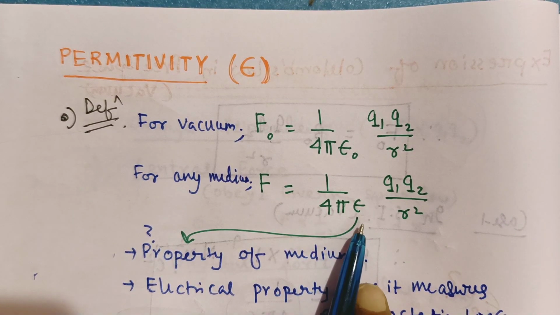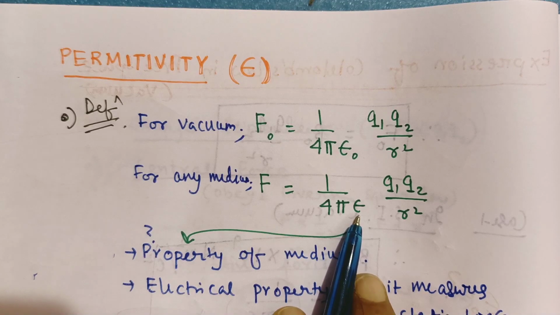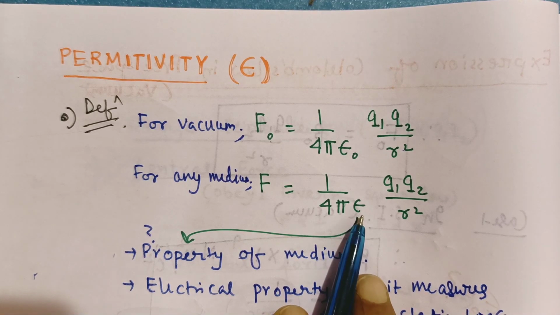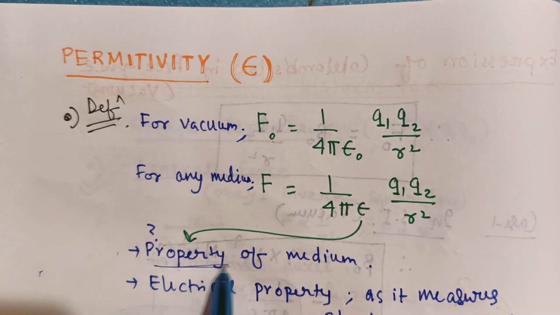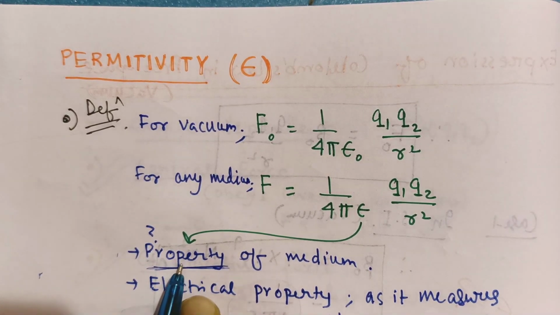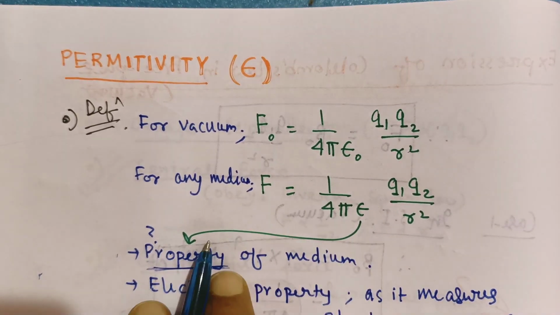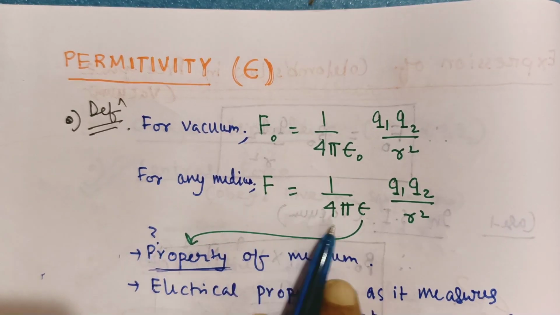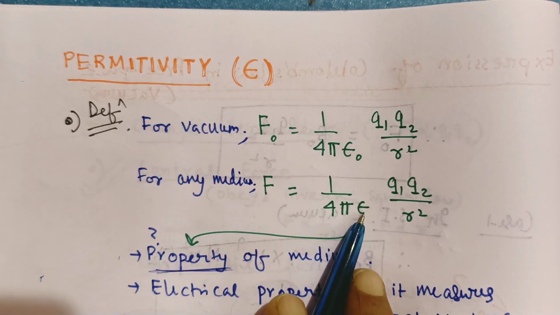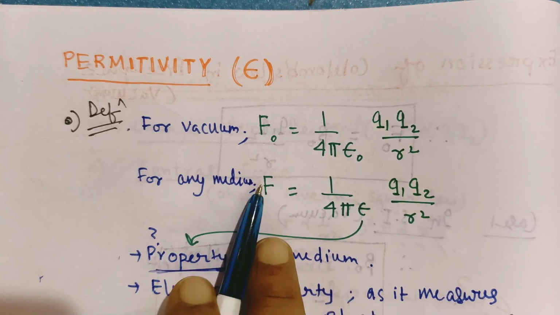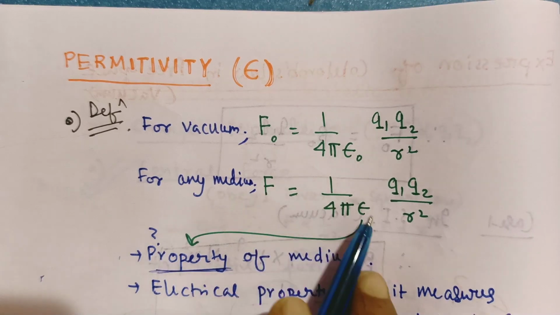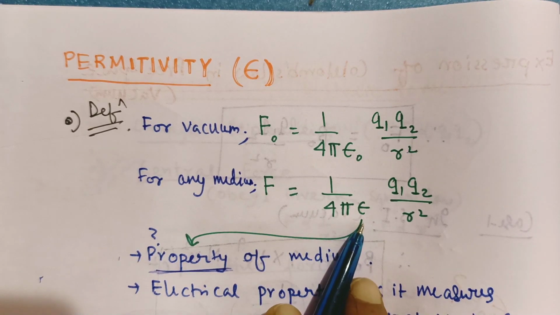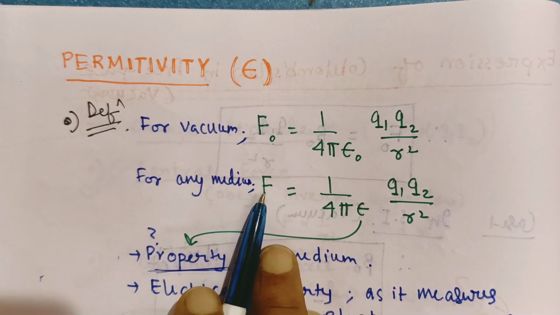Now you see what epsilon represents. First, it varies from medium to medium, so it represents a property of a medium. Here, what property does it define? Now you see the formula. If we increase epsilon, the electrostatic force decreases. So this property signifies whether the electrostatic force increases or decreases.